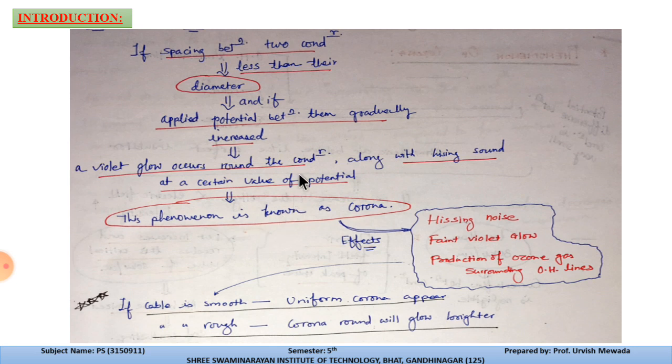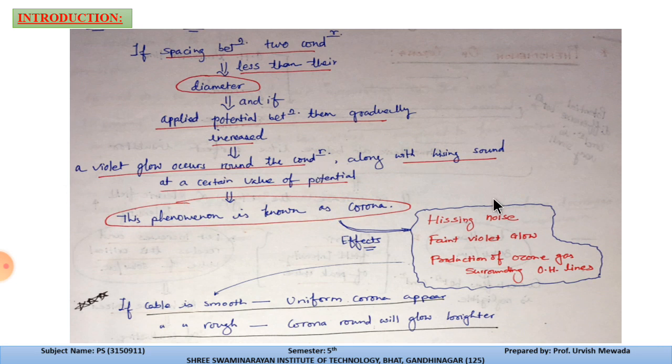Corona generally appears in a moist atmosphere, meaning that the atmosphere supports the corona. These are the effects of corona in the transmission system. First is the hissing noise, then we can see the faint violet glow surrounding the conductor, and the production of ozone gas, meaning whenever the corona forms around the conductor, ozone gas forms around the overhead lines.